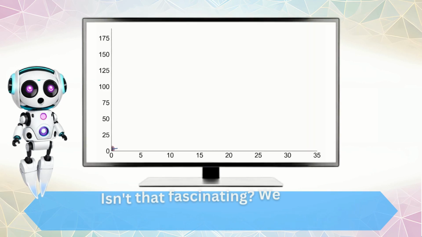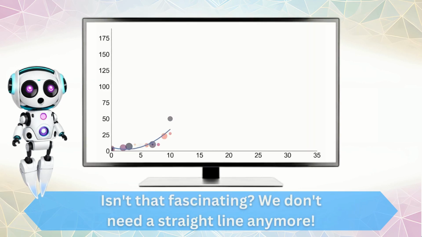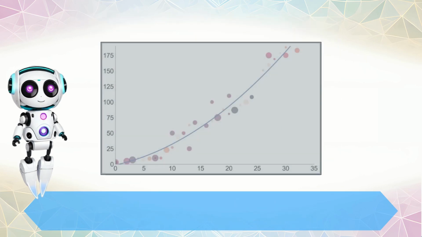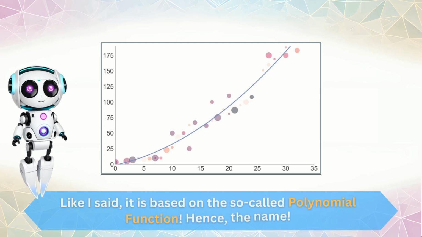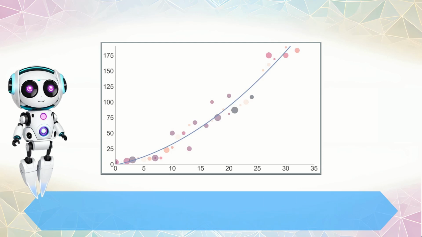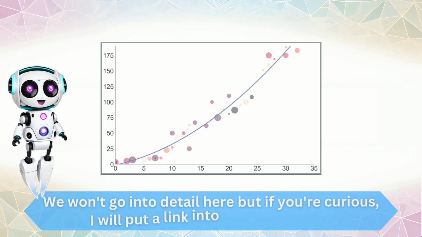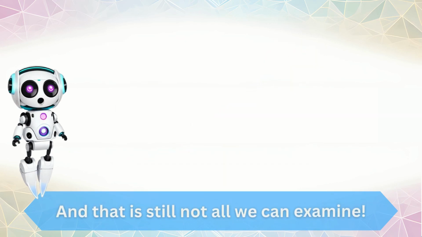Look! Isn't that fascinating? We don't need a straight line anymore. This curvature is a special case of the linear regression. It is based on the so-called polynomial function, hence the name. We won't go into detail here, but if you're curious, I will put a link into the description. And that is still not all we can examine.